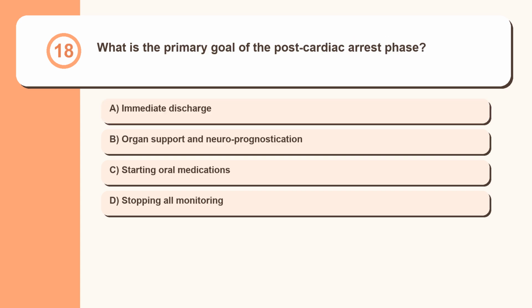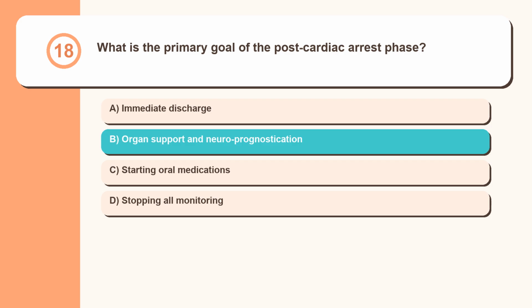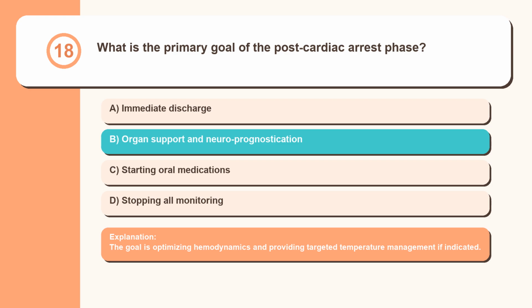Question 18. What is the primary goal of the post-cardiac arrest phase? Immediate discharge, organ support and neuroprognostication, starting oral medications, stopping all monitoring. The goal is optimizing hemodynamics and providing targeted temperature management if indicated.